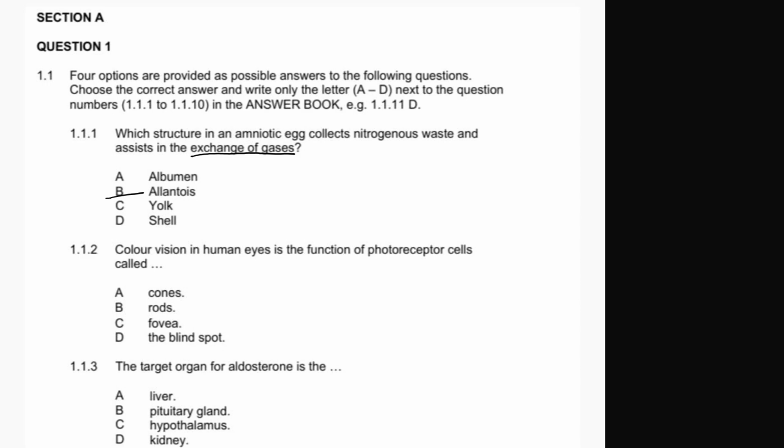Therefore, 1.1.2, the color vision in the human eyes is the function of a photoreceptor cells called what? It is called cones. It is option A. Option A, it is correct. Therefore, now 1.1.3, the target organ for aldosterone is what? It is D. The target organ for aldosterone, it is kidney. So the correct option, it is D.